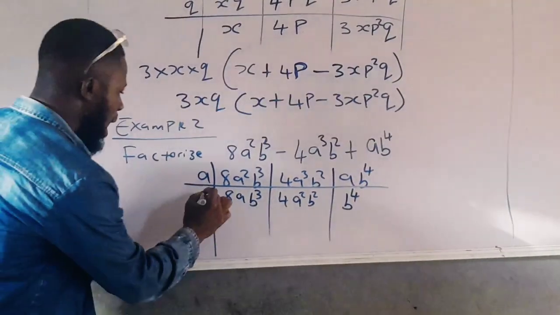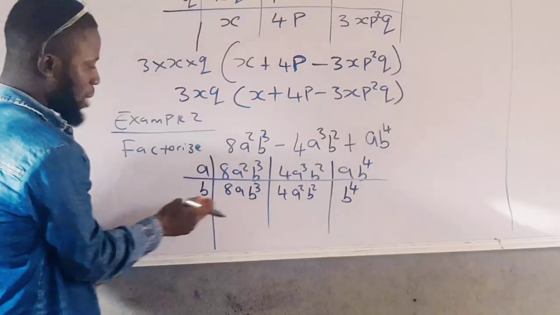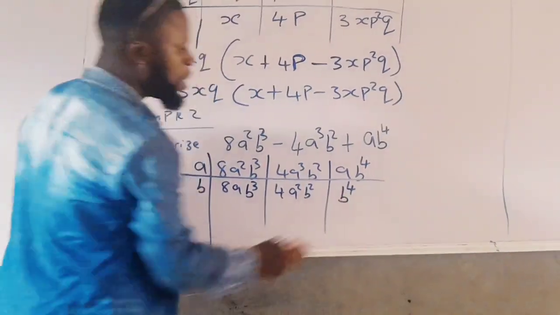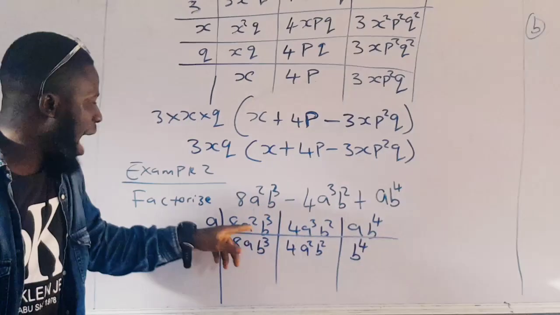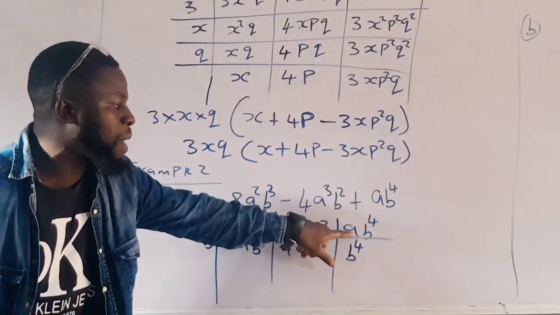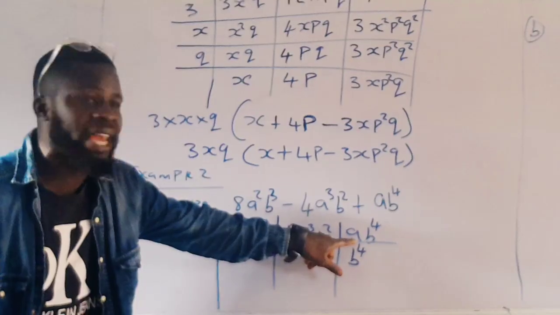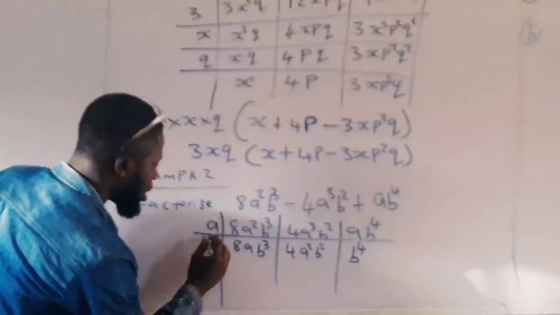So that means I will use my b. If I look at b, I don't want to waste time, this is b cubed, this is b squared, this is b raised to power 4. So you go for your lowest power of b. You can say I used a the other time because the lowest power of a is a. You can see this one is a cubed, a squared, but the lowest power here is a. So here, what I will go for is b squared because that's the lowest power.